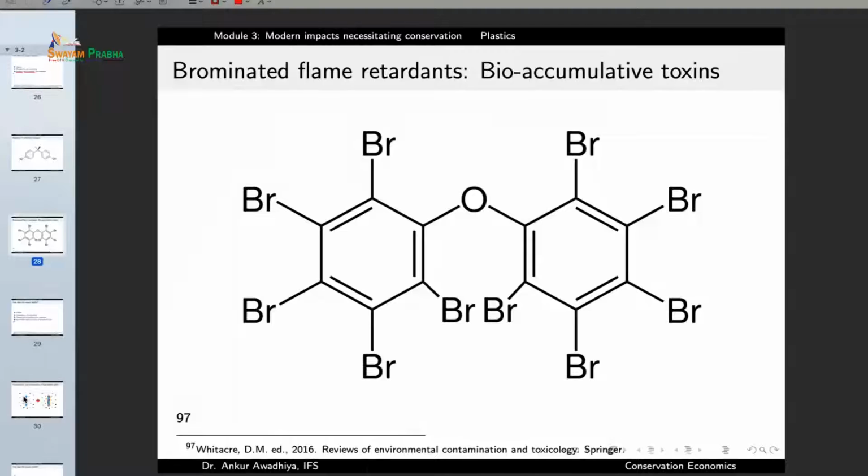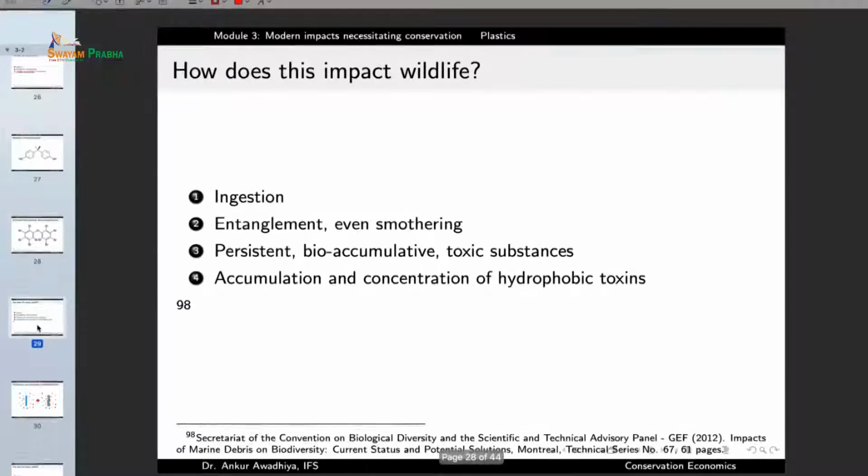And so, to prevent accidents, by law, it is mandated that a number of these long term usage plastics should have brominated flame retardants. But even though these brominated flame retardants are able to stop fires, when these plastics are thrown back into the environment and they leach out, they are also accumulative toxins. So this is also another way in which plastics hamper biodiversity.